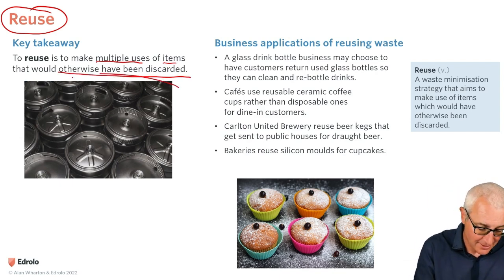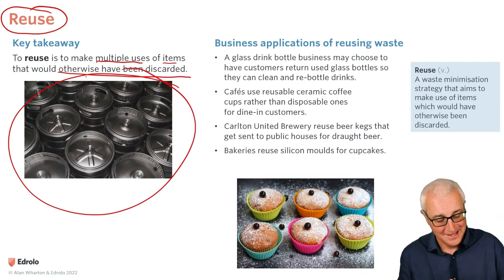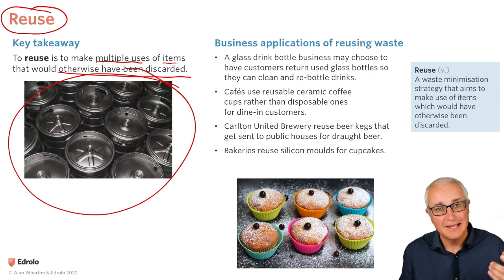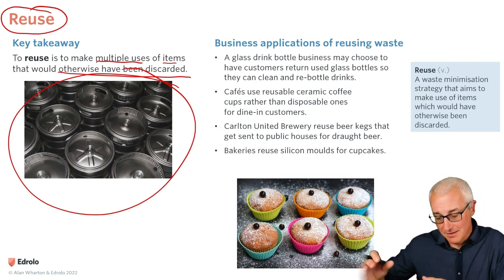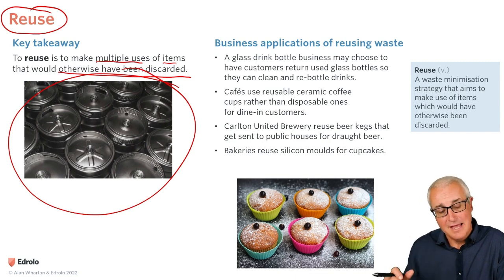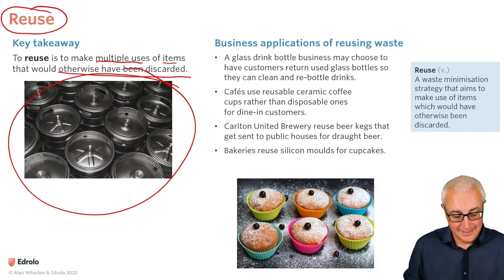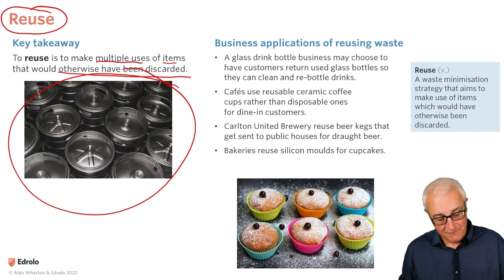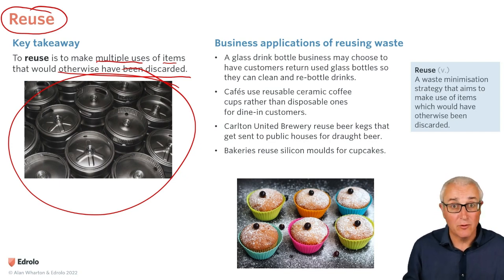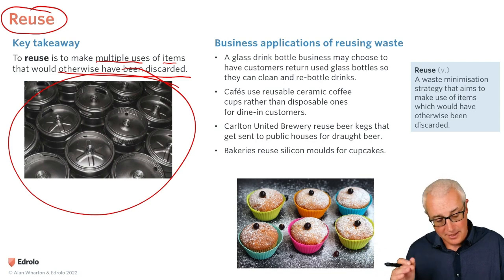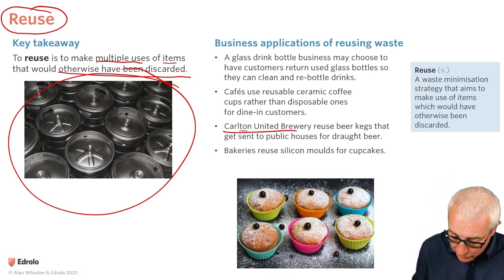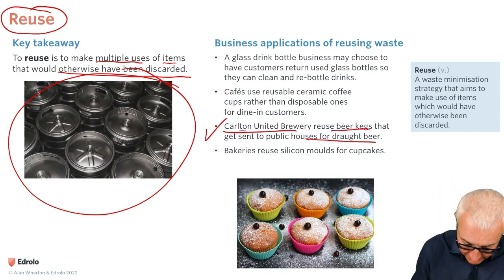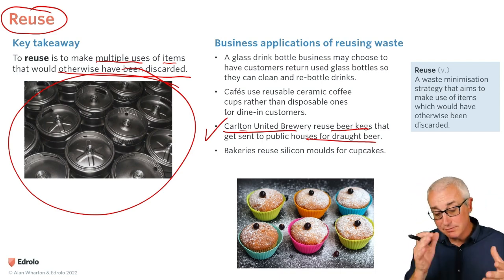And probably one of the best examples is these beer kegs. Okay, so these came from Carlton United Brewery, and the idea is they pour the beer into them, send them out to the pubs to use for their draft beer, and then reuse these same containers, kegs, for the next batch. So you're reusing what otherwise would have just been thrown away. You're reusing these kegs time and time again, and therefore, inherently, you're going to reduce the amount of waste you have.